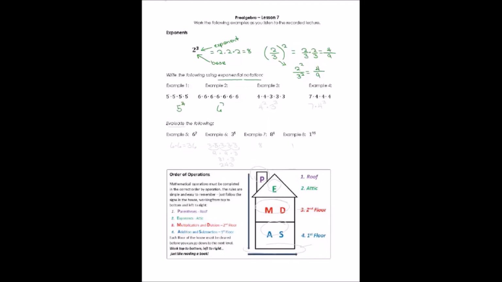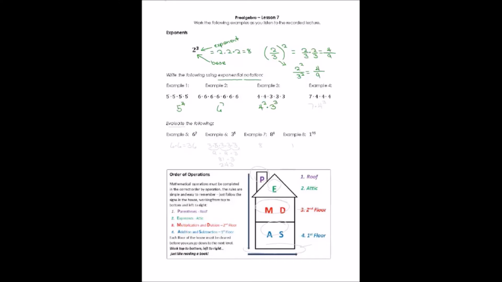Example 3 has 2 different numbers, so we'll have to have 2 different bases. In other words, we're going to have 4, and that's going to be squared, 2 4's, right? 4 times 4. And then we're going to multiply that times 3 3's. So we have 2 bases, 4 and 3. The 4 is multiplied twice, and the 3 is multiplied 3 times. So we would write that with 2 numbers and 2 different exponents.